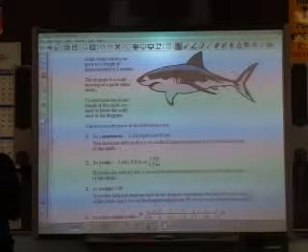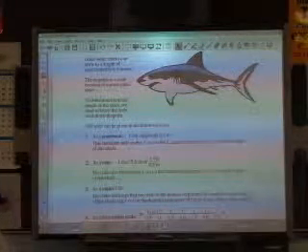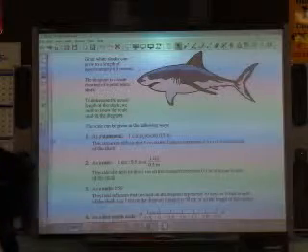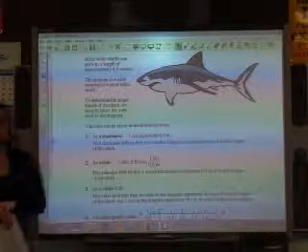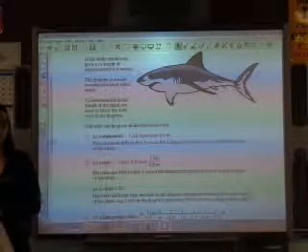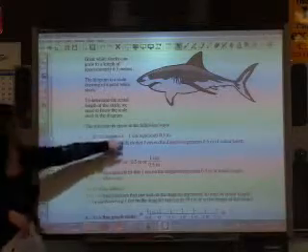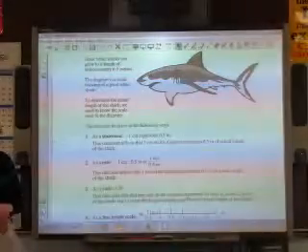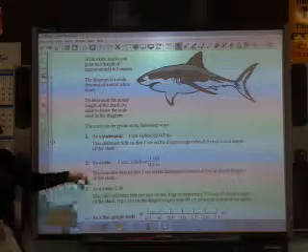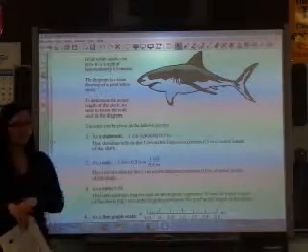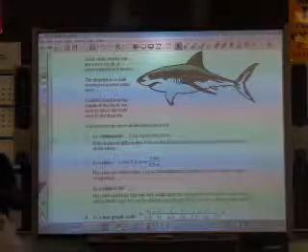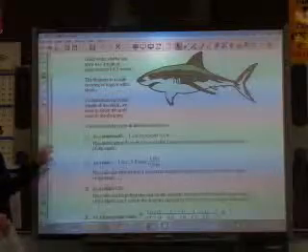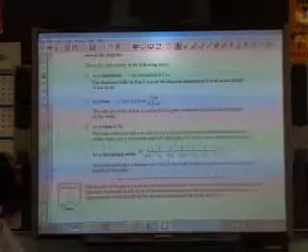A scale can be written in a couple of different ways. I can write it as a statement: 1 centimeter on the drawing represents half a meter in real life, so 1 centimeter represents 0.5 meters. Or I can write it as a rate: 1 centimeter is to 0.5 meters. Or I can put it as a ratio.